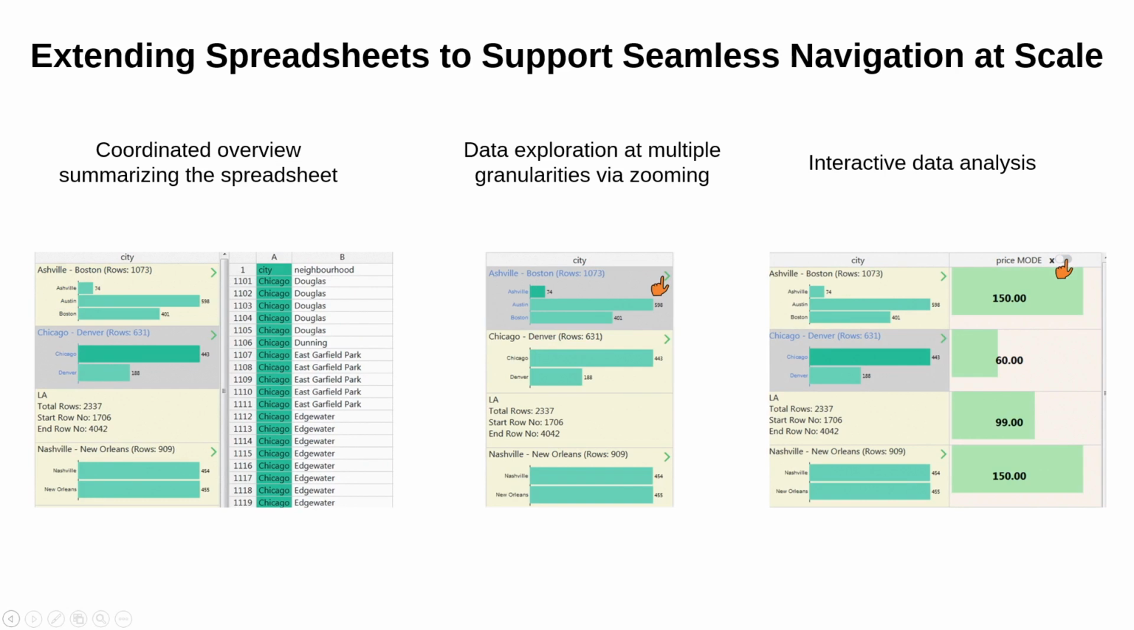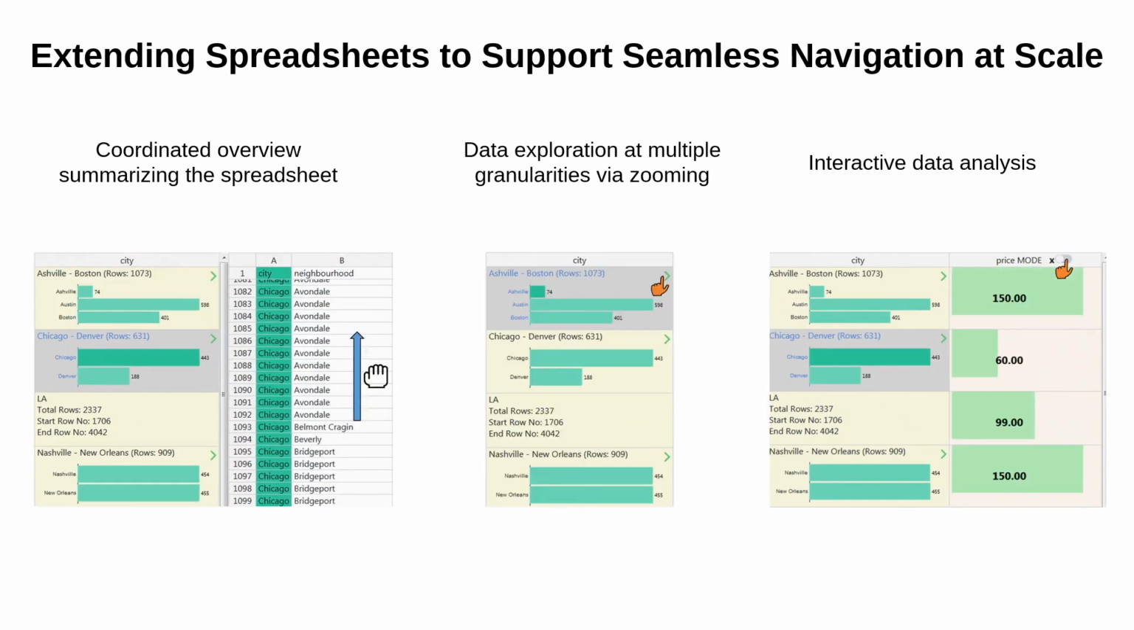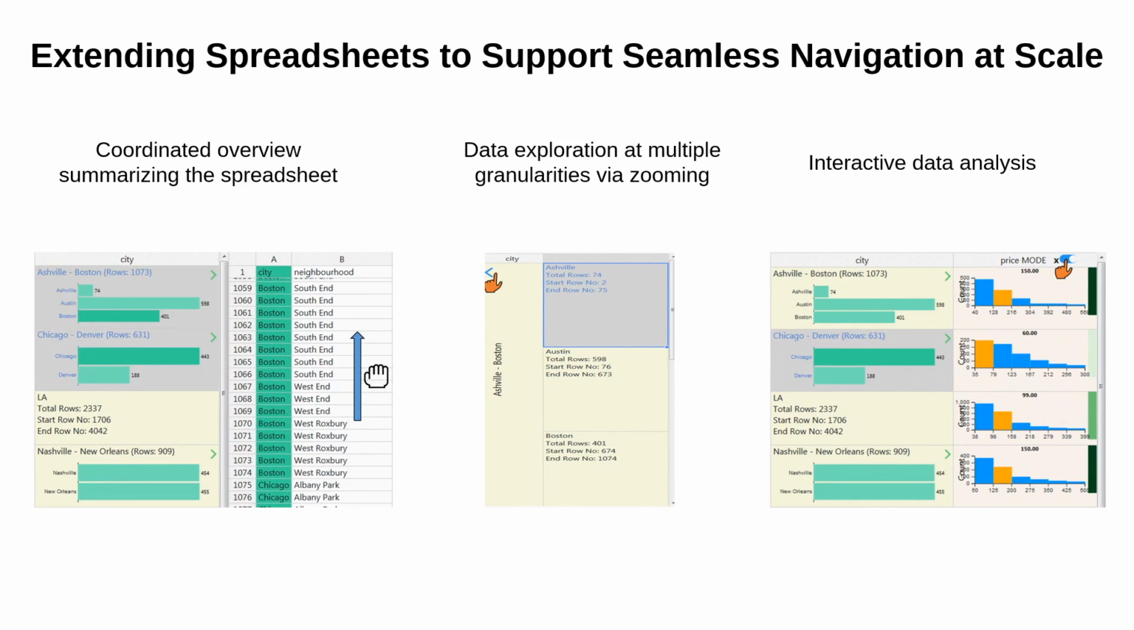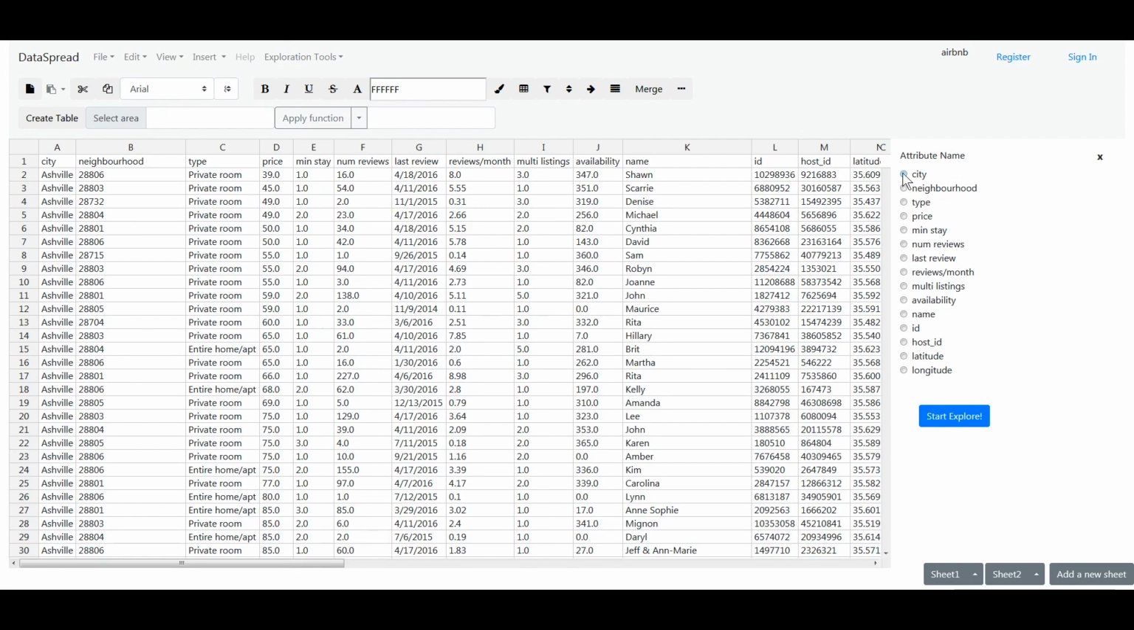Noah is a spreadsheet plugin that presents a coordinated overview of the spreadsheets, which aids in navigating large tabular datasets and facilitates interactive analysis of the data. Imagine a user exploring a dataset containing Airbnb listings of different US cities using Noah.